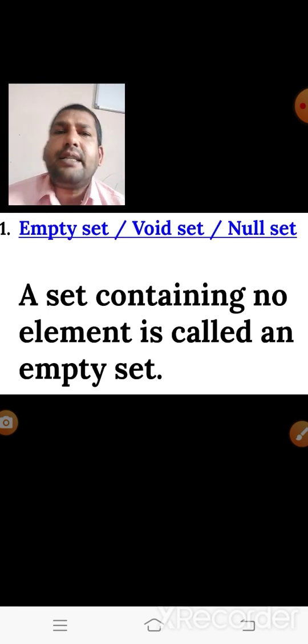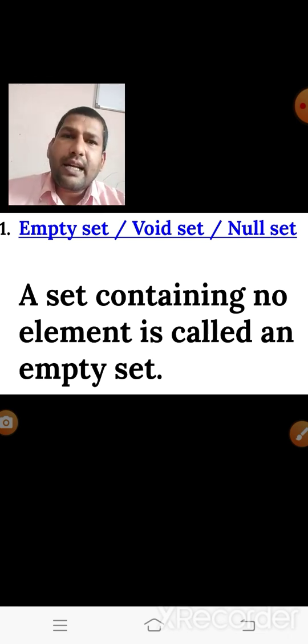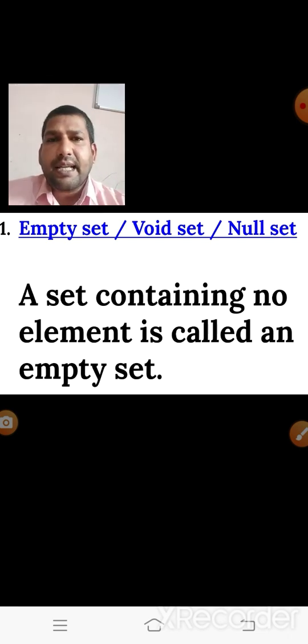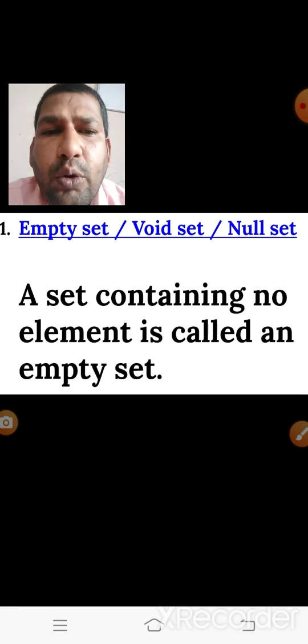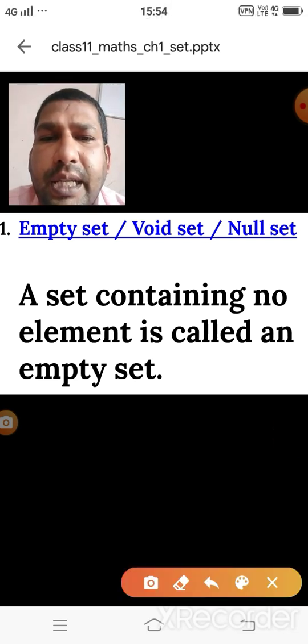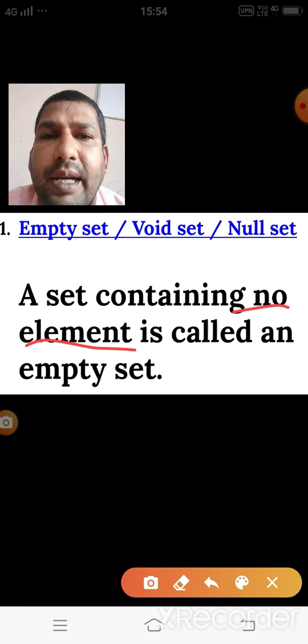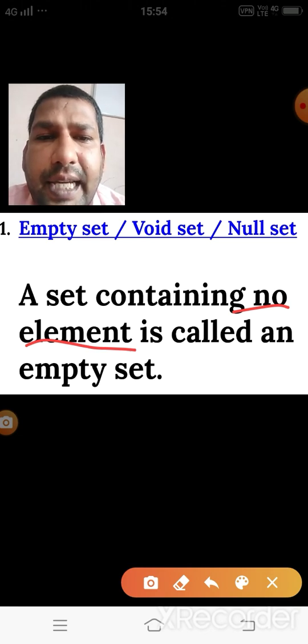The first one we have is the empty set. The empty set is also known as the void set and null set. We are calling empty set as void set, or we are calling this also as the null set. Then which set is empty set? A set containing no element. Suppose I am taking a set, and if I am not getting any element in that, then that set we are calling as empty set, void set, or null set.